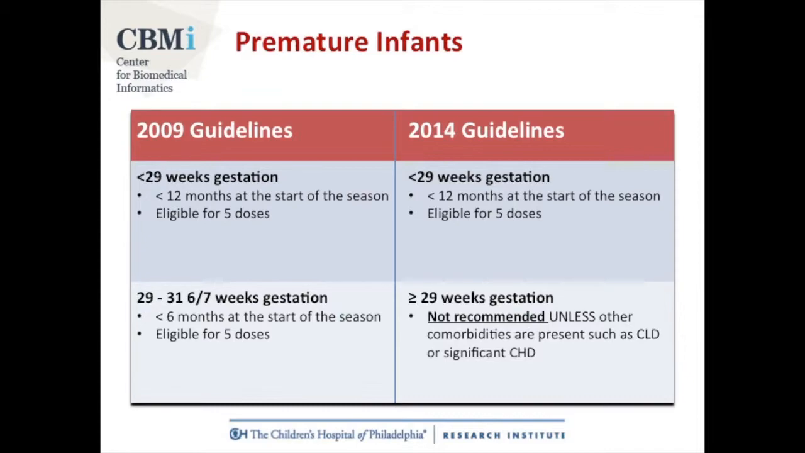The differences come in the later stages of prematurity. So in the previous 2009 guidelines, for those infants who were 29 to 31 and 6 weeks gestation, if they were less than 6 months old at the start of the season, they were eligible for 5 doses or a full series. In the 2014 guidelines, those patients are no longer eligible based solely on their prematurity. So palivizumab is not recommended unless they have other comorbidities such as chronic lung disease or significant congenital heart disease.